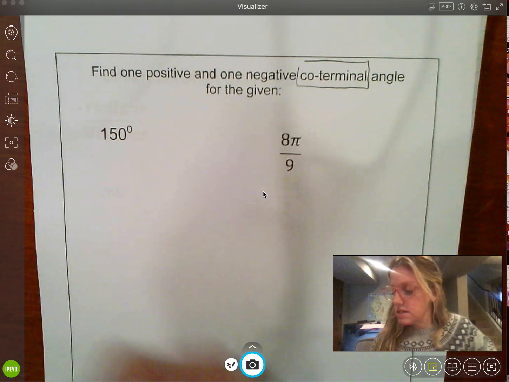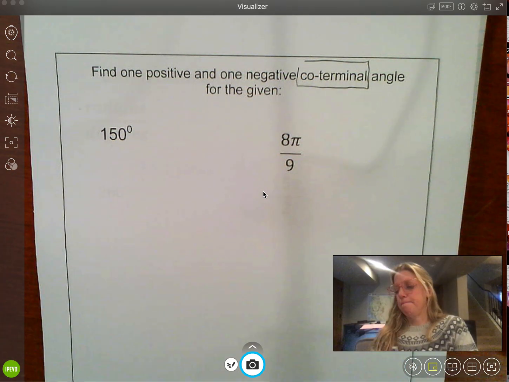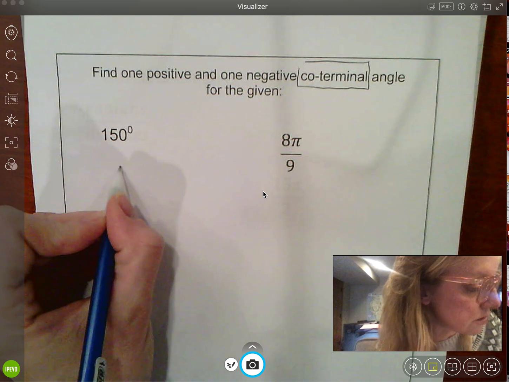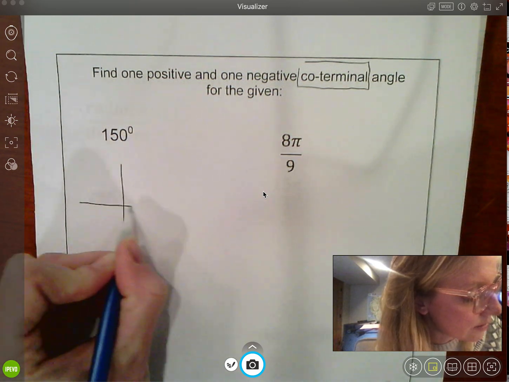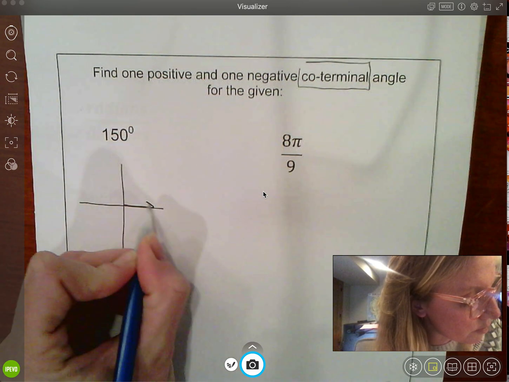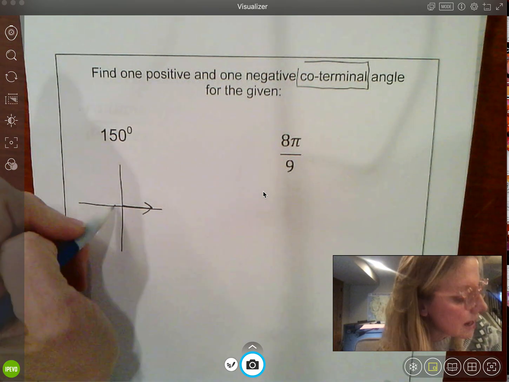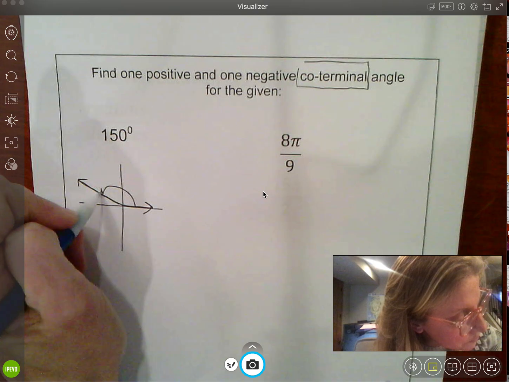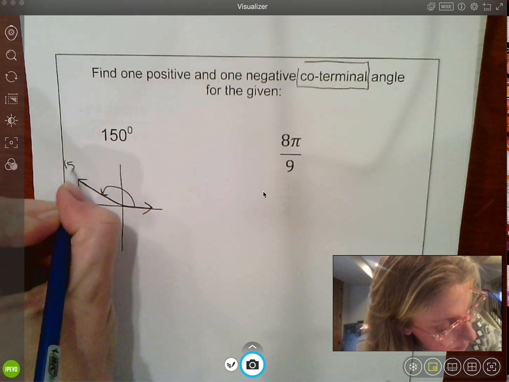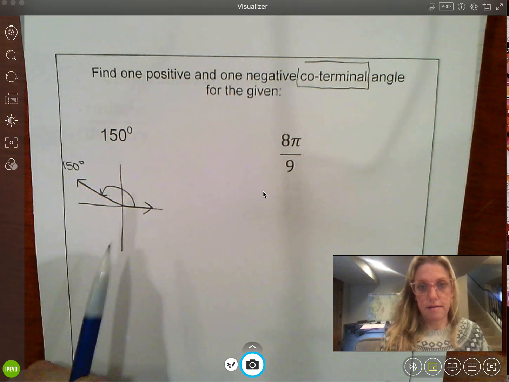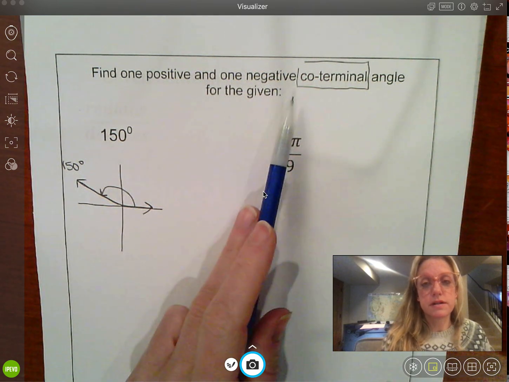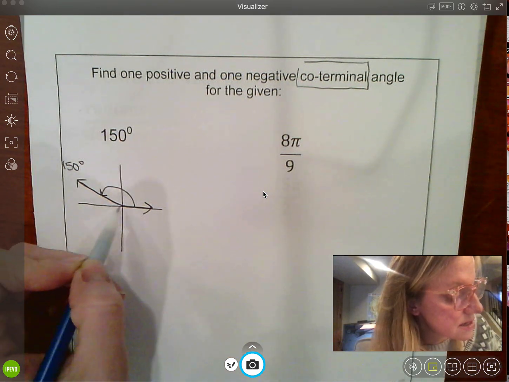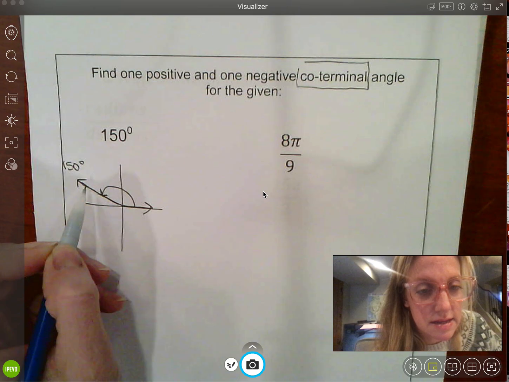So if I just did a little sketch of this guy, I can really quickly get a sense of what's going on. 150 degrees, I remember we always start on that positive x-axis. 150 degrees is going to end over in quadrant 2, just like that. Now, a coterminal angle means that it's another angle that also ends at this same spot.